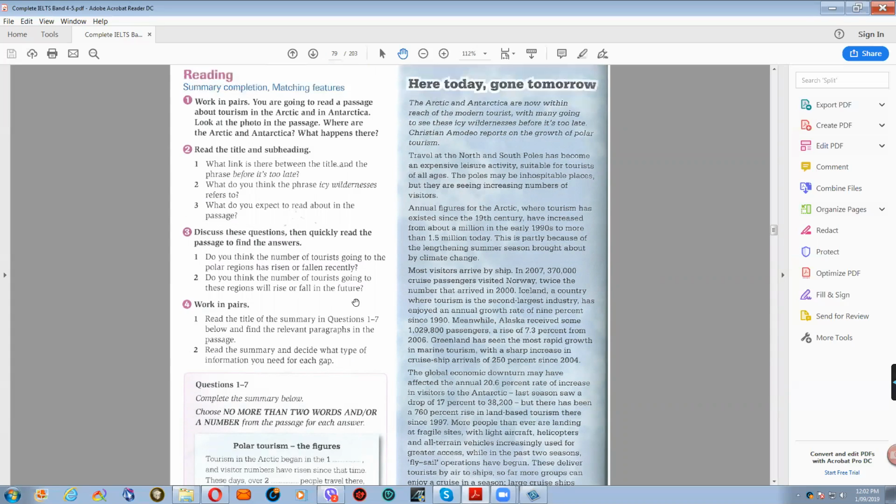Right. So where are we? Number one. We need the title and the subheading. What link is there between the title and the phrase "before it's too late"?